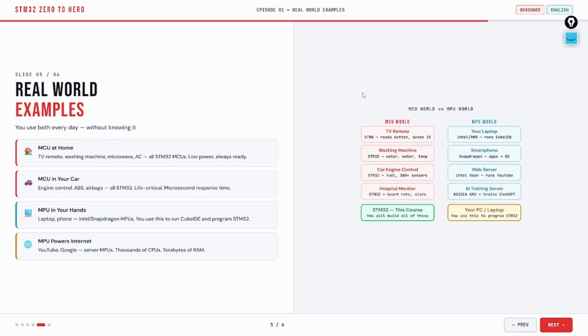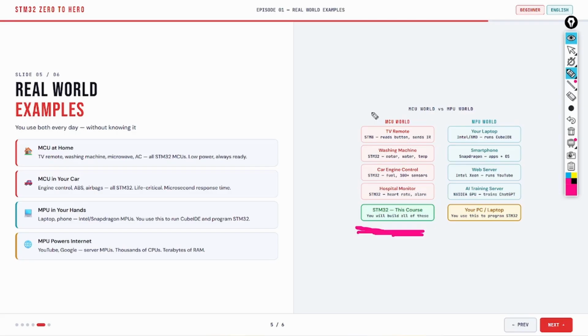Now real world examples. Here you can see we have two categories. The TV remote falls in the microcontroller category, as do the washing machine, car engine, right? Hospital monitors, so you must have heard about heart rate monitoring, alarms, right? All of these fall in the microcontroller category. And our series STM32 is also from this world, the microcontroller world, right? In this course, you will build all these systems on this chip, the microcontroller, which is our STM32. And if you have heard about Arduino, which is very basic, that is also a microcontroller.